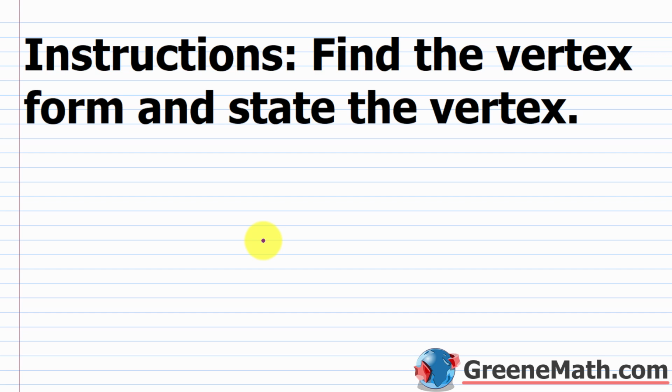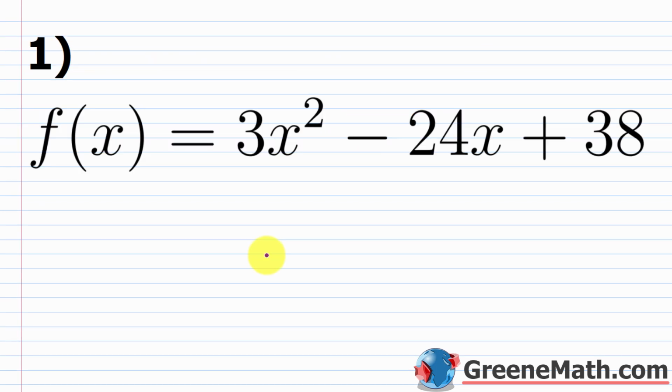All right, let's take a look at the practice test. For the instructions, we're asked to find the vertex form and state the vertex. All right, for the first problem, we have f of x equals 3x squared minus 24x plus 38.